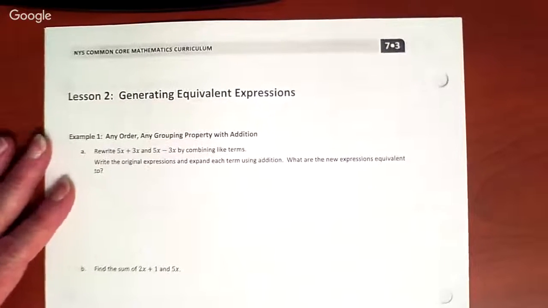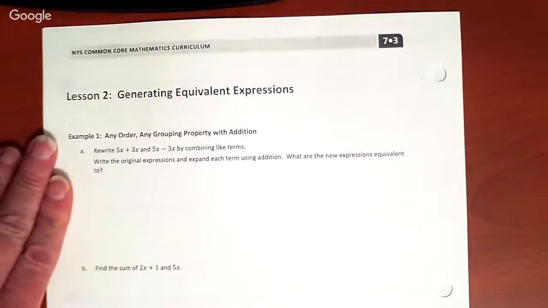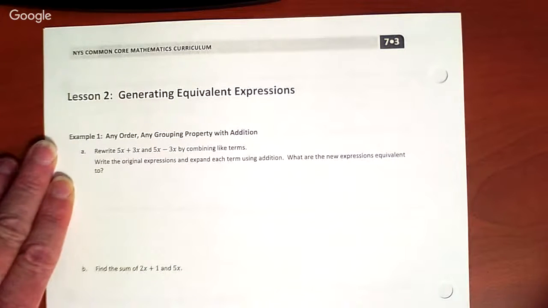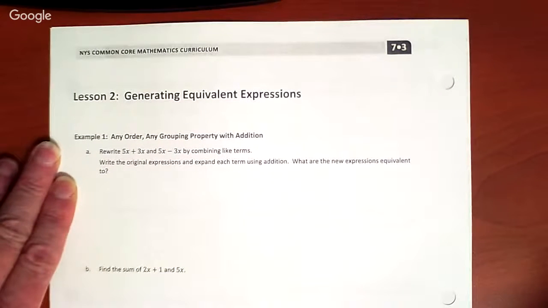Okay, generating equivalent expressions. For example 1, rewrite 5x plus 3x and 5x minus 3x by combining like terms. Rewrite the original expression and expand each term using addition. Write what the new expressions are equivalent to.